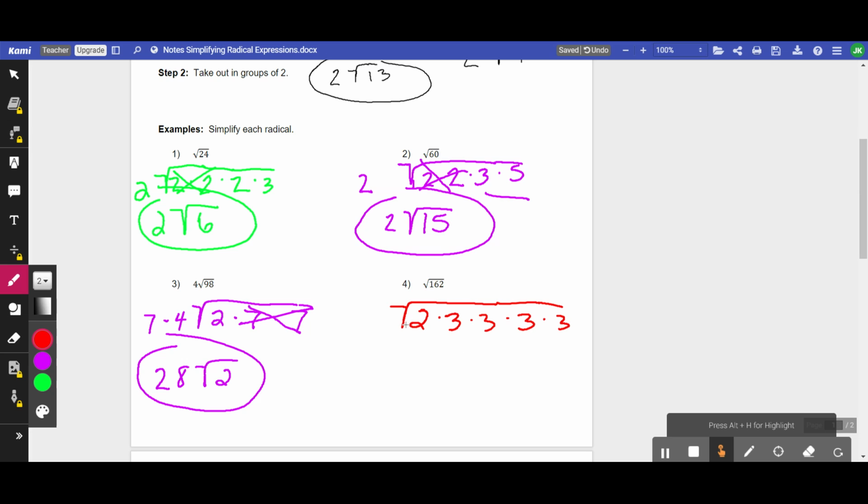And then remember, for every pair of numbers, you'll bring one of them outside. So you can't take the 2 out, but for the 3s, you can take one of the 3s out here from this first set, and then you can take another 3 out from your second set, and then you'll multiply whatever you bring out. So this would be 9 square root of 2 for this one then.